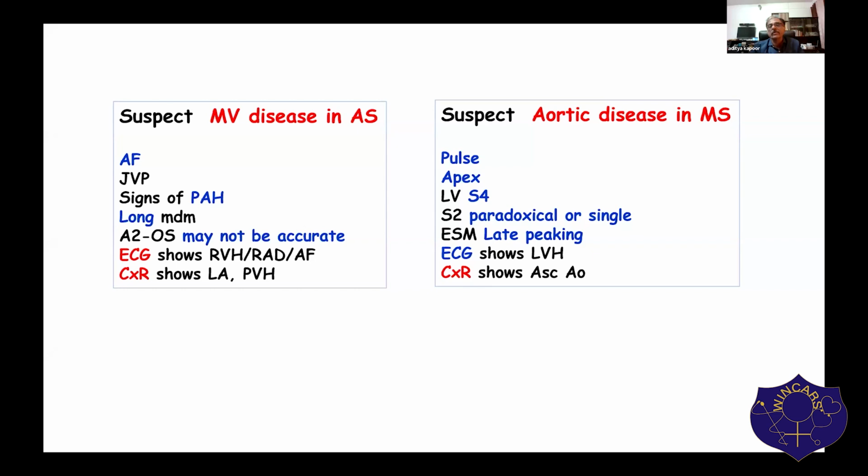So these are the ways how you can diagnose severe MS, severe AS, or combined MS and AS. Thank you.